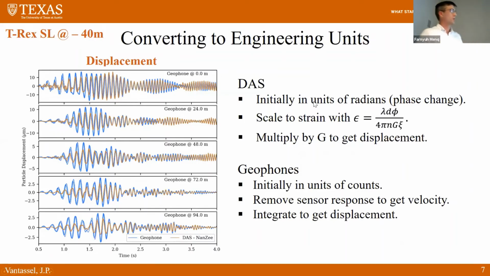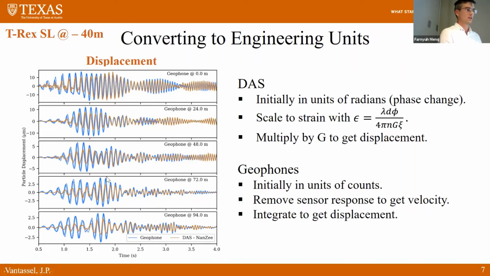So I want to talk a little bit about the waveforms before we get into the MASW results. Here what we're showing is things in terms of displacement, and I want to show things also in terms of velocity here in a second. To talk a little bit about how we got these into units of displacement: for the DAS, we need to first convert the raw data that's in the units of phase change to strain using the equation that's shown here. And then we multiply by the gauge length to get our displacements. For the geophones, we take the initial units, which are in counts, we remove the frequency response that gets us into units of velocity, and then we integrate to go from velocity into physical units of displacement.